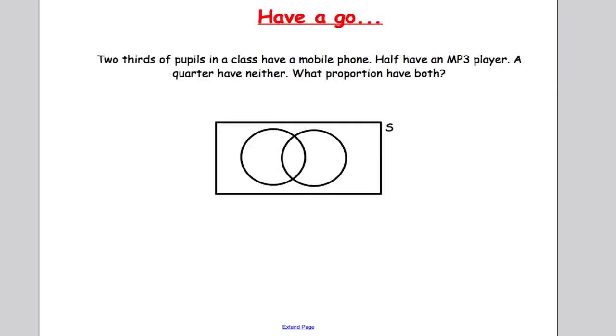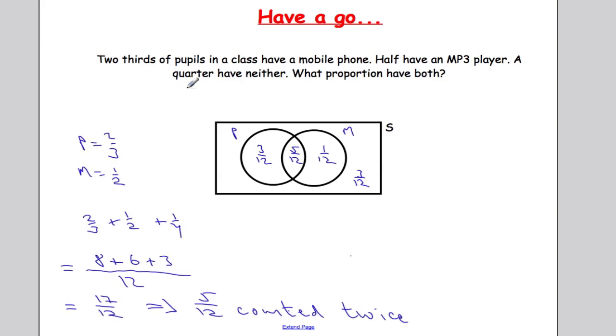Okay, time for you to have a go, so pause the video now and see if you can solve this problem. 2/3 of pupils in a class have a mobile phone, half have an MP3 player, quarter have neither. What proportion have both? Okay, hopefully you've had a go at that. Let's pull up the solution and maybe I'll talk you through it.